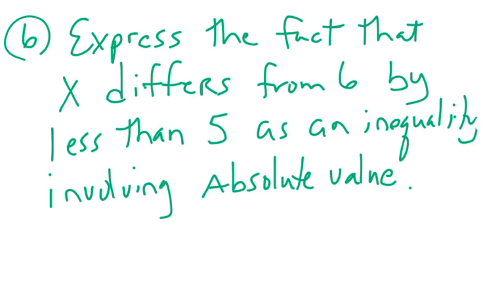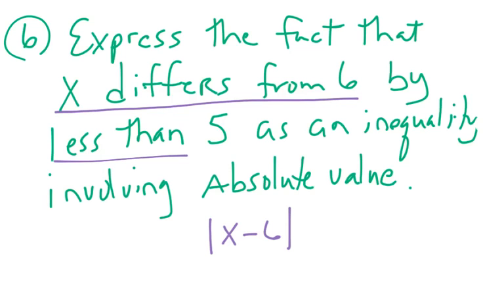Okay, express the fact that x differs from 6 by less than 5 as an inequality involving absolute value. So hopefully you have stopped the video so you can write that down. All right, so x differs from 6. So that's going to be absolute value of x subtract 6 is less than 5. And then I will let you solve it because I think it's very easy to do from here. Okay? All right, so we've got a few more examples to go.